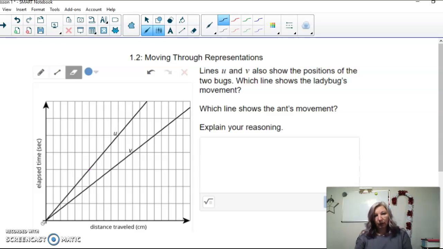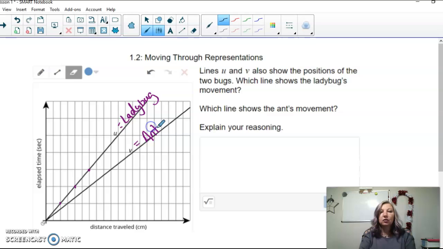In the next diagram, I'm giving you a graph. The x-axis is labeled with distance traveled in centimeters, and the y-axis is labeled with time in seconds. Which line is showing the ant's movement? Which one is showing the ladybug's movement? Pause me and have a look at the graph and see if you can figure out which line is which bug. If you determined that the line for the ladybug is line U, you would be correct. And line V is the ant.